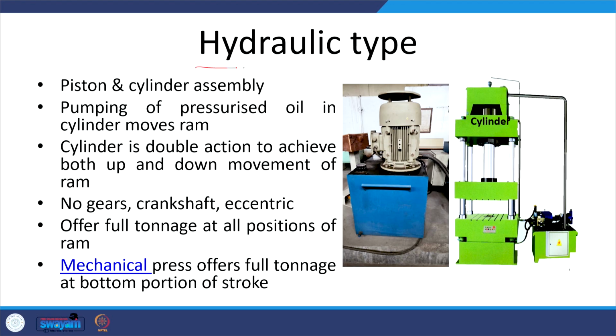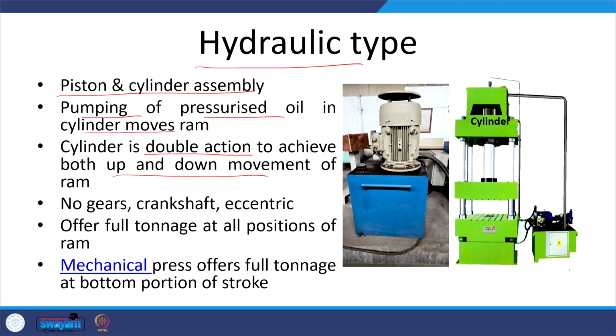As far as the hydraulic type arrangement is concerned, for realizing the reciprocating movement of the ram during the operation, it uses a piston cylinder assembly, and this piston cylinder assembly is double action type, means the pressurized fluid is fed from both the sides to realize the up and down movement of the ram. So, pumping of the pressurized oil in the cylinder facilitates the ram movement with the help of double action cylinder, which can help to move the ram both up and downward direction.